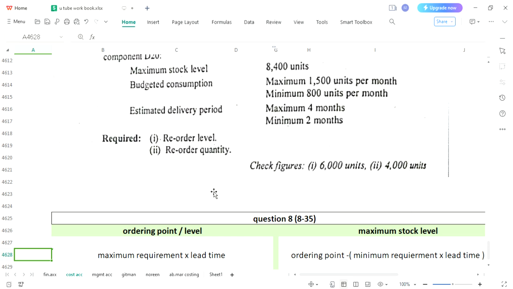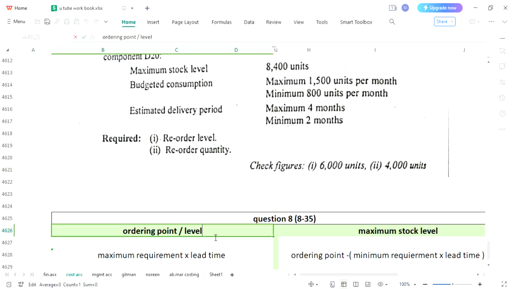Right now the first requirement is reorder level, and it is ordering level. So you may call it reorder level. There are different ways to name it. So we have reorder level or ordering point or ordering level. Everything is similar. For that we need maximum requirement. So there are two maximums over here: maximum stock level and maximum number of unit consumption or requirement.